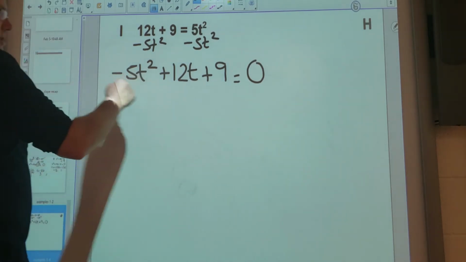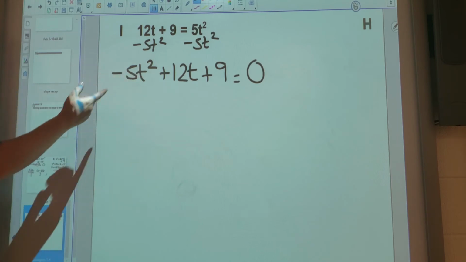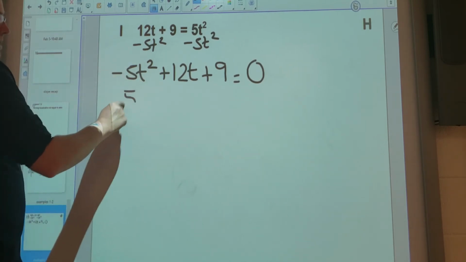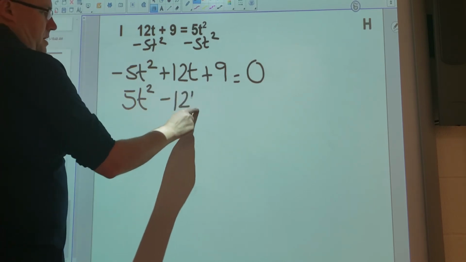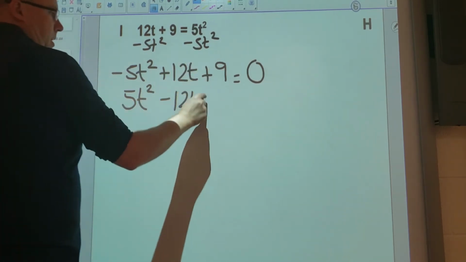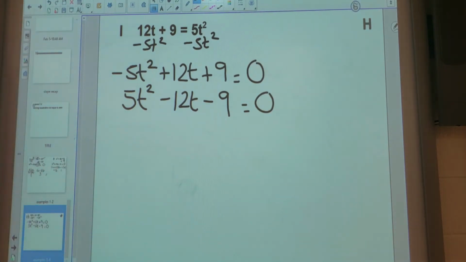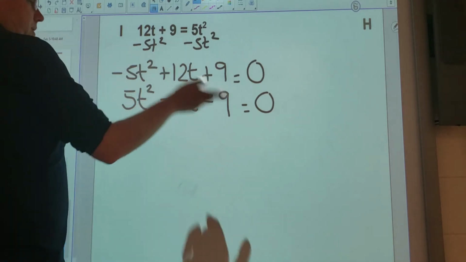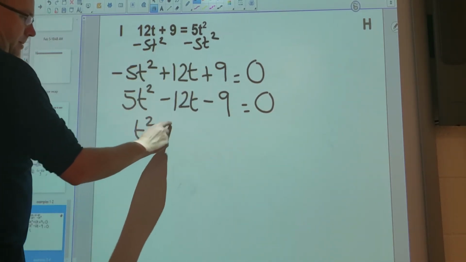Now you can either divide each term by negative 1, or you can just say I'm going to switch the sign of every term, and that also keeps the equation the same. So that would give me positive 5t squared, positive 12t becomes negative 12t, and positive 9 becomes negative 9. 0 we can't really change the sign of, negative 0 is still just 0. And then from here we're just into our standard question that we did last lesson. Move the 5 to the end and multiply.